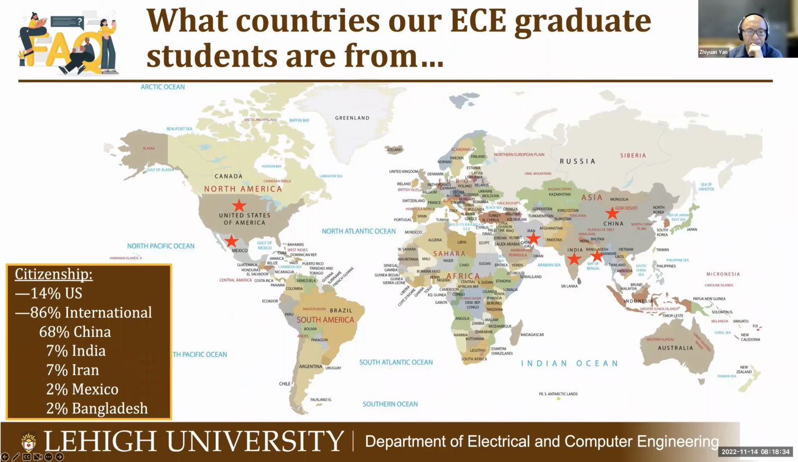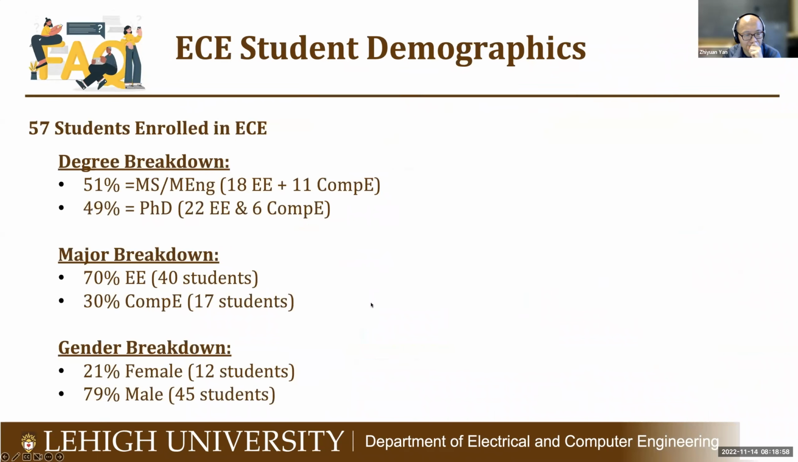Another one of the questions we often get is what countries our students are from. This is just our ECE graduate students only. As you can see, about 14% are US domestic students. The rest of them, 86%, are international students. The majority of our students are from China. We do have some from India, Iran, Mexico, and Bangladesh as well. Next slide, please.